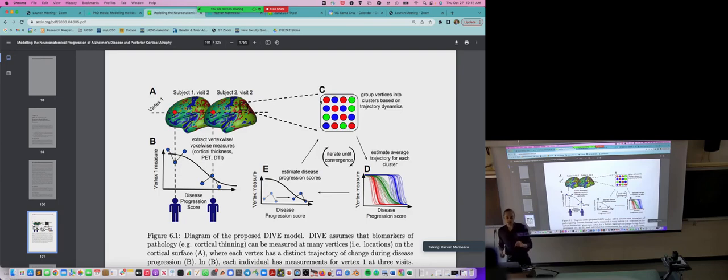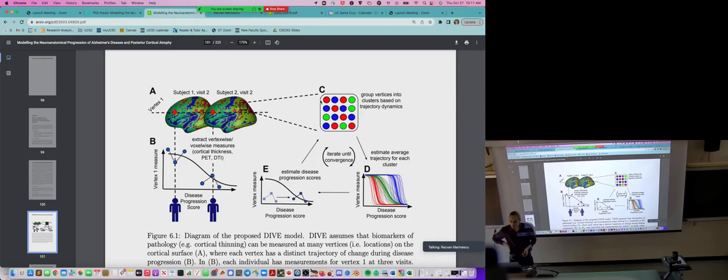So it was made up of many locations on the brain, and at each location we could measure brain disease pathology. The way it was measured was by measuring the thickness of the cortex. Over time, the cortex would get thinner and thinner because the gray matter was dying. But the idea is that at each point on the brain, we could measure disease.